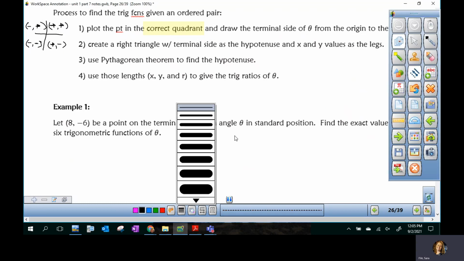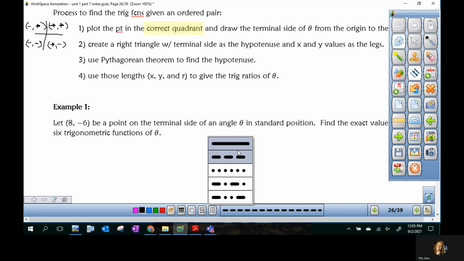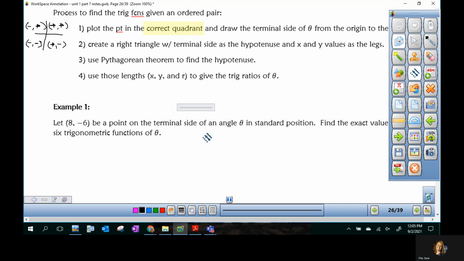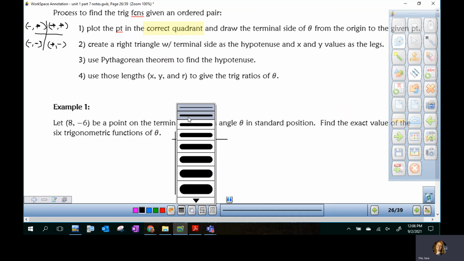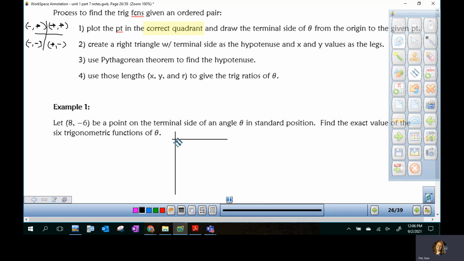So with example 1, I'm going to do that first. 8, negative 6. So positive, negative, quadrant 4. So I'm going to sketch the XY axis just this much to show quadrant 4. And then I'm going to draw the terminal side of my angle to that point, 8, negative 6. So I'm going to plot the point, 8, negative 6, here-ish. And then I'm going to draw the terminal side to that point.